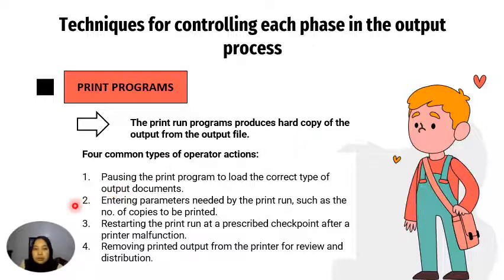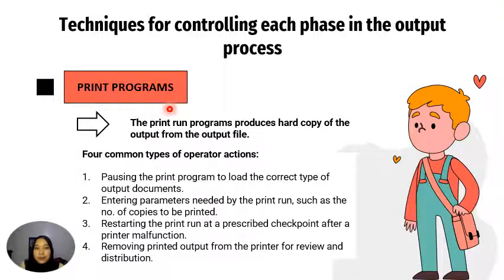The print programs are often complex systems that require operator intervention. So we have here the four common types of operator actions. First is pausing the print program to load the correct type of output documents. The second one is entering parameters needed by the print run, such as the number of copies to be printed. Third is restarting the print run at a prescribed checkpoint after a printer malfunction. Fourth is removing printed output from the printer for review and distribution.